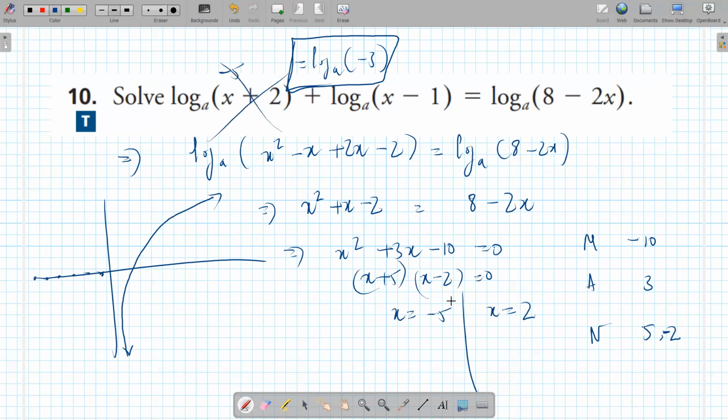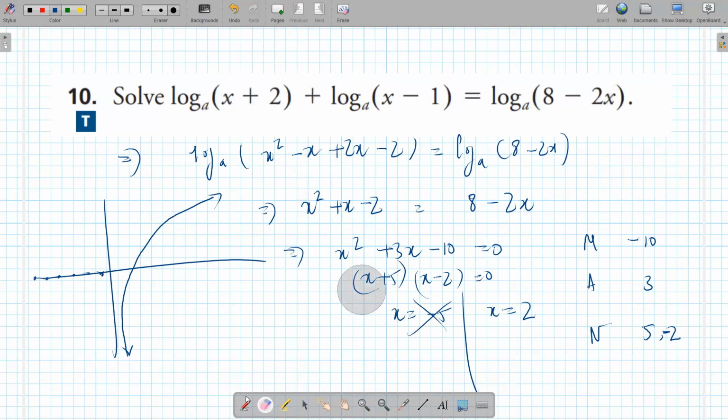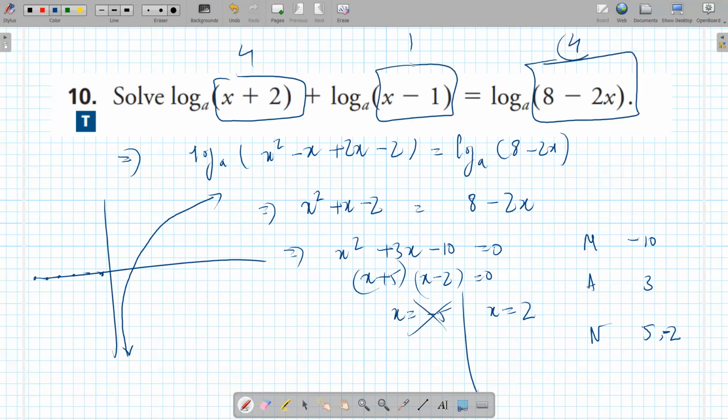So x cannot be negative 5, but x can be 2, because if you plug x as 2 into all three brackets in here, you get a positive 4, a positive 1, and a positive 4. So x equals 2 is the only valid answer for this question.